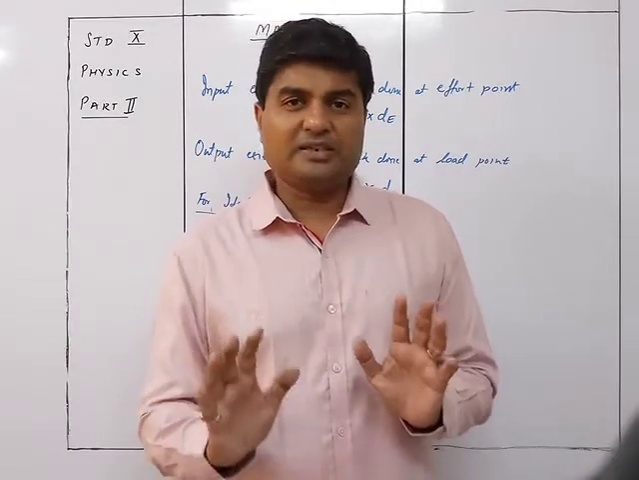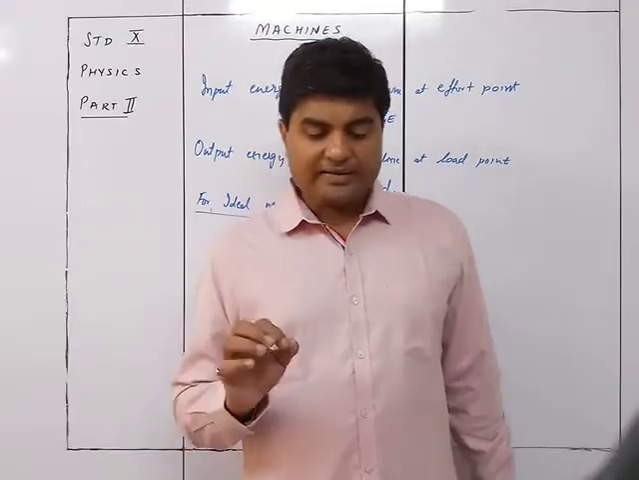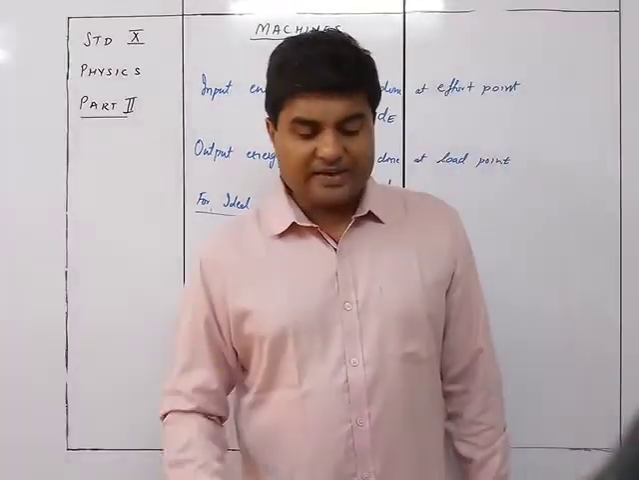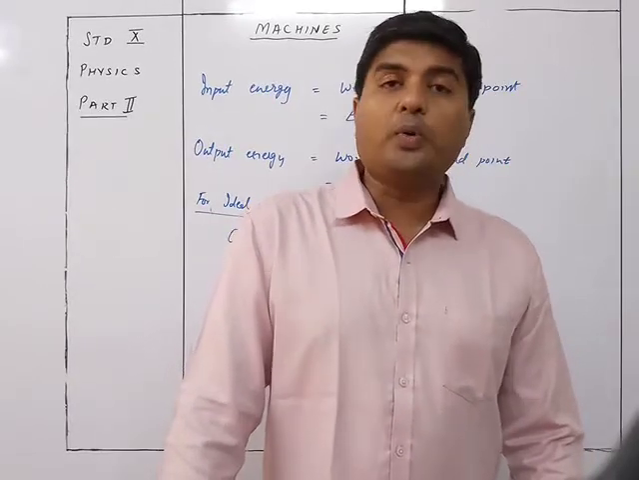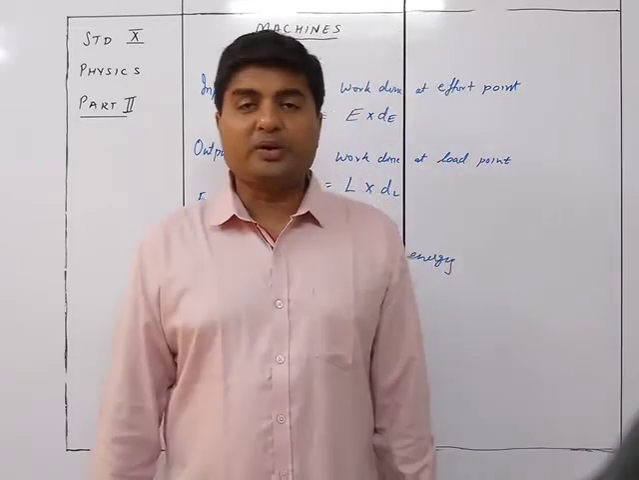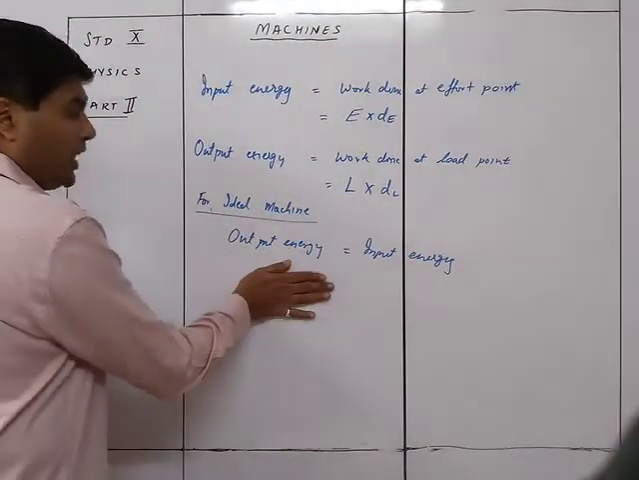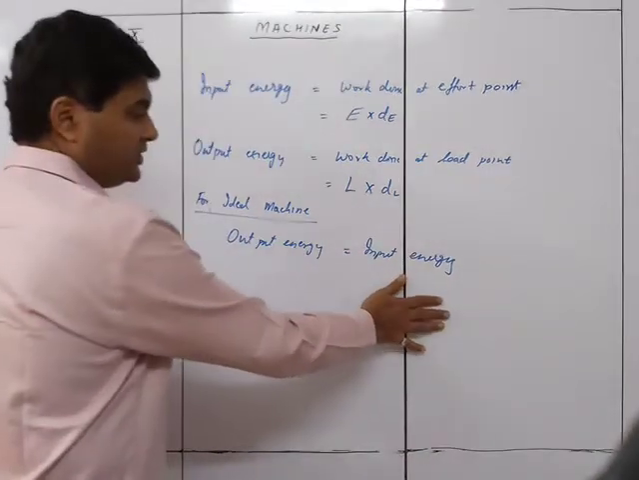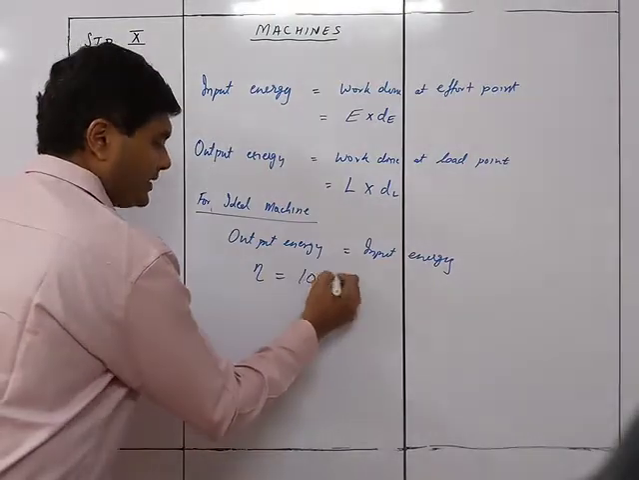So 100% efficiency is an ideal machine. An ideal machine is one in which there is no loss of energy in any manner. Here the output work is equal to the work input. That is, the efficiency of the machine is 100%. So in case of an ideal machine, the output energy is equal to input energy, or we can say efficiency is equal to 100%.